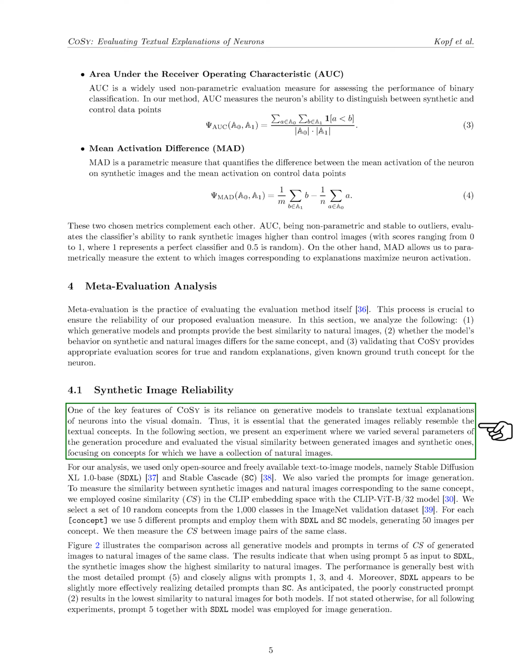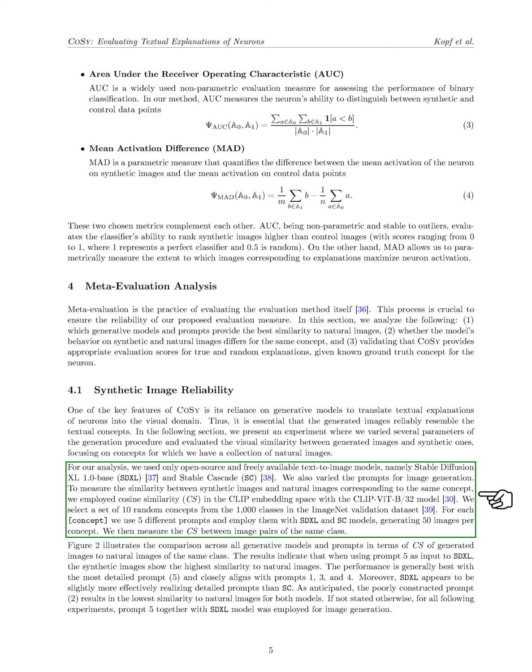One important aspect of COSY is its use of generative models to convert textual neuron explanations into visual images. Therefore, it's crucial that the generated images accurately represent the textual concepts. We conducted an experiment where we adjusted various generation parameters and assessed the visual similarity between generated and natural images, focusing on concepts with natural image collections.